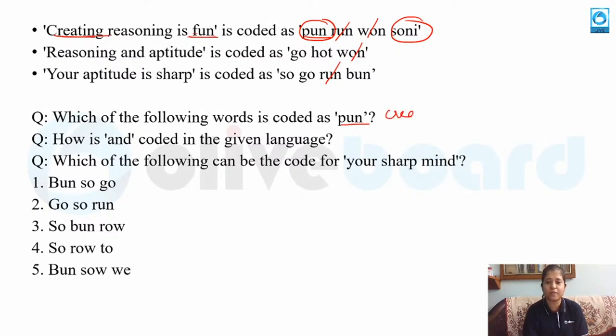So you will not be able to determine what the code for creating is or what the code for fun is, right? So you will never be able to determine between the two. So the answer may be "cannot be determined" or "either or".